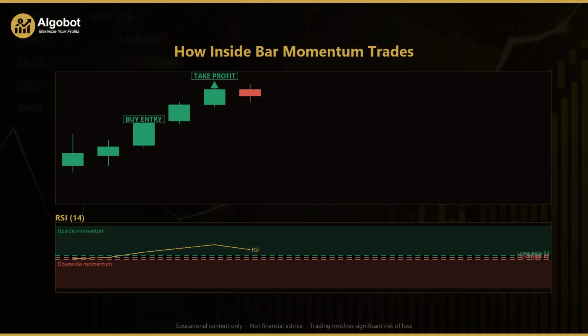On the third candle, price pushes up and breaks above the mother bar's high. At that same moment, RSI climbs above the green line at 53, the long gate. Both conditions agree, so the strategy opens a long, and you can see the buy entry marker right at the break. This is the heart of the idea. The break alone isn't enough. Momentum has to confirm it.